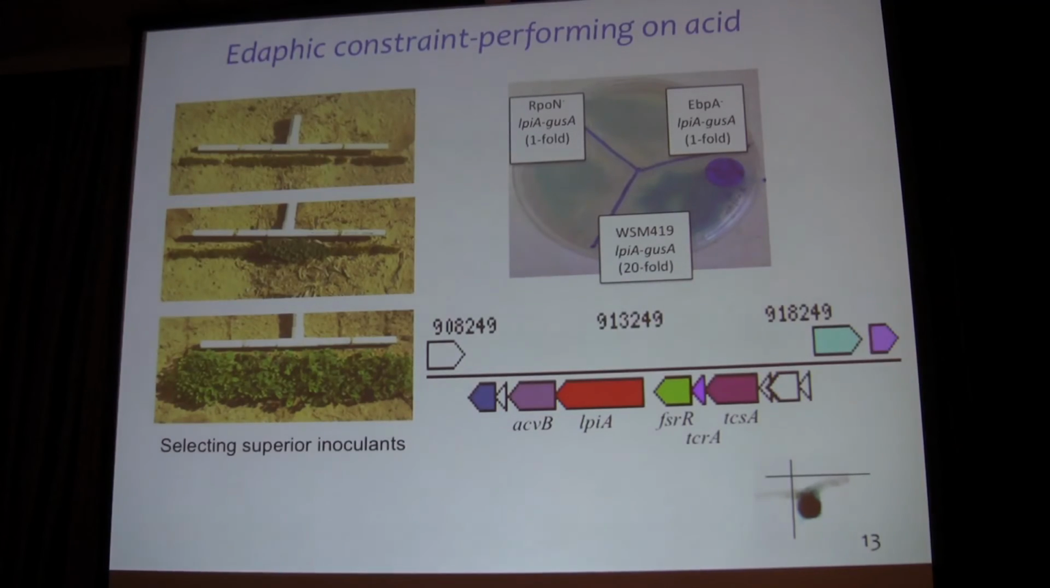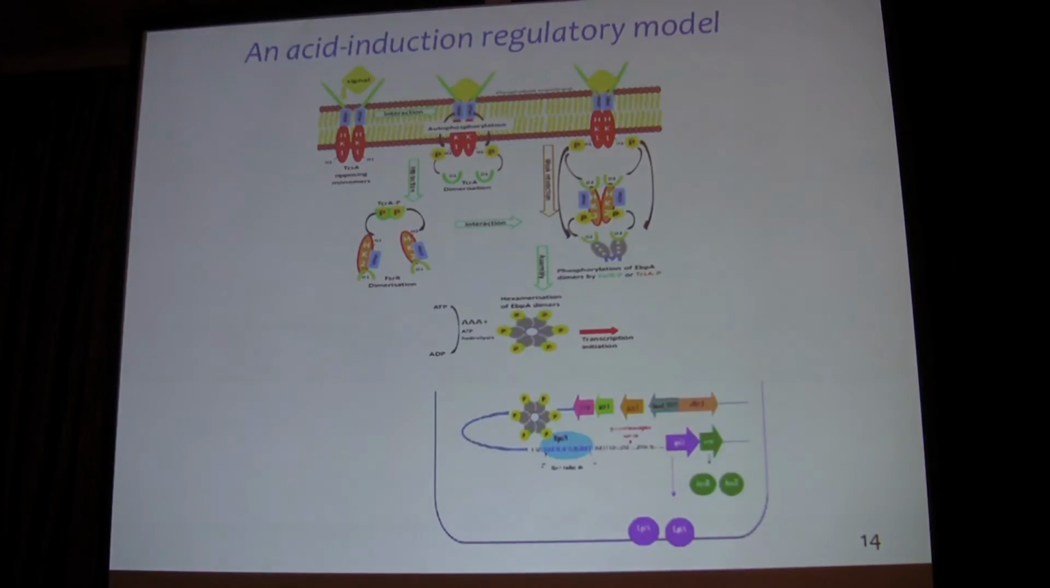So we've done a lot of background work to look at genes which are essential and critical for this survival in acidic conditions. And here's our regulatory model so far. So we've actually built up a quite comprehensive model for, first of all, recognition of the acid signal through the histidine sensor kinase, transfer of that signal through by phosphorylation to 2 regulators. One of those is the TCRA protein. The other is the fused sensor regulator protein, or FSRR.